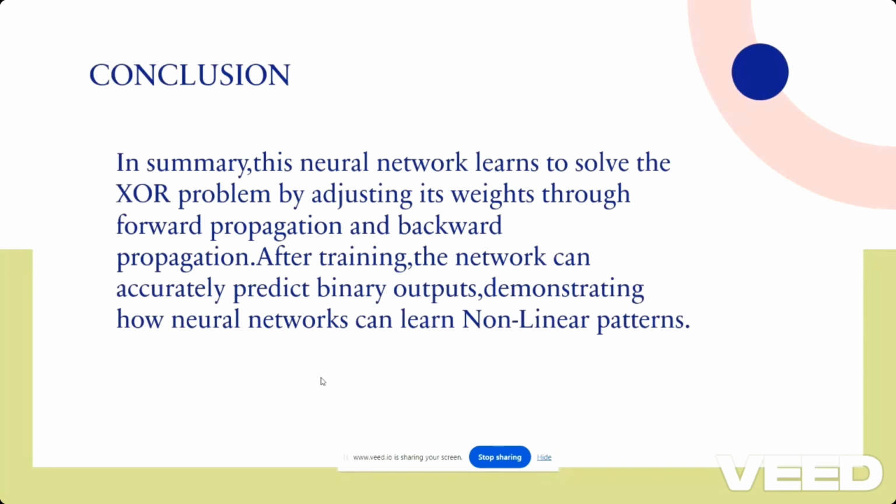And conclusion. In summary, this neural network learns to solve the XOR problem by adjusting its weights through forward propagation and backward propagation we used in this program. After training, the network can accurately predict binary outputs, which was XOR. We got 1 0 1 0, demonstrating how neural networks can learn non-linear patterns.